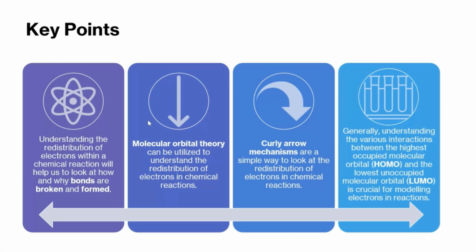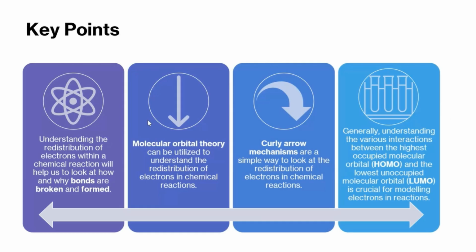Here are the overall key points for this chapter. First, we need to understand the redistribution of electrons within a chemical reaction, and use that knowledge to understand why bonds are broken and formed. The next point directly supports this: molecular orbital theory can be utilized to understand how these electrons are redistributed in chemical reactions. Then, we talk about what curly arrow mechanisms are, a simple way to sum up chemical reactions without too much hassle.